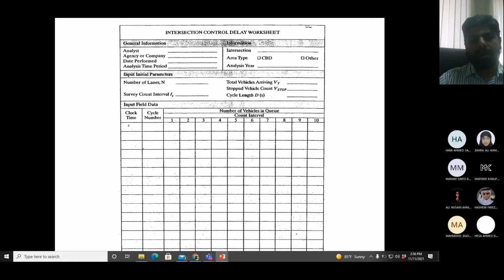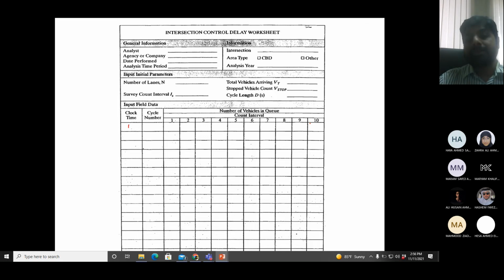Then you will write the clock time in this column, what time you started the survey, and the cycle number. First cycle, second cycle, third, fourth. So it's like a serial number. In each cycle you will have multiple observations of the queue length, because in each cycle you may have 2 or 3 intervals. So for example, cycle length is 60 seconds and your interval is 10 seconds. So in one cycle you can have 6 observations of the number of vehicles in the queue.